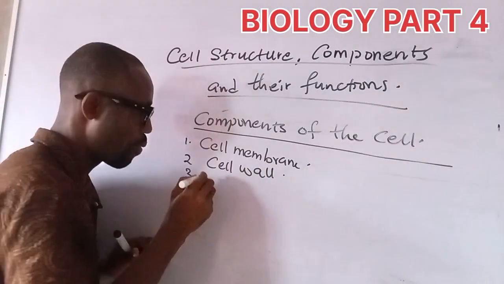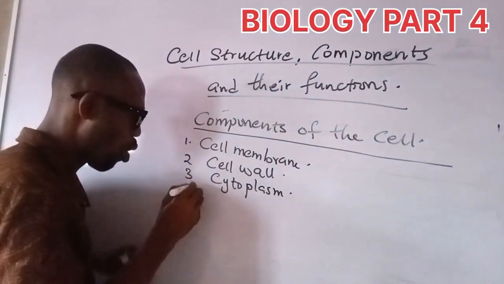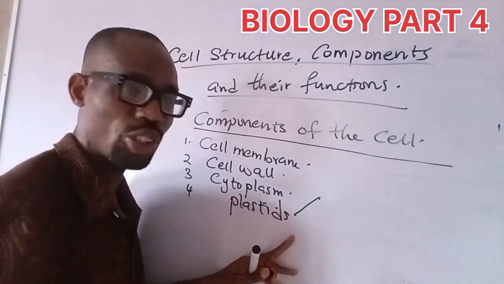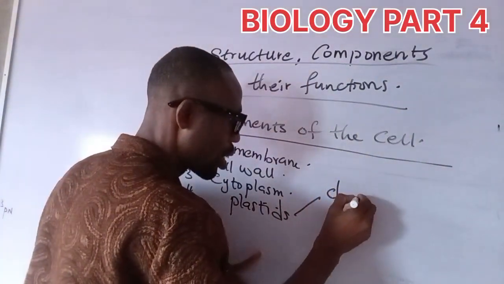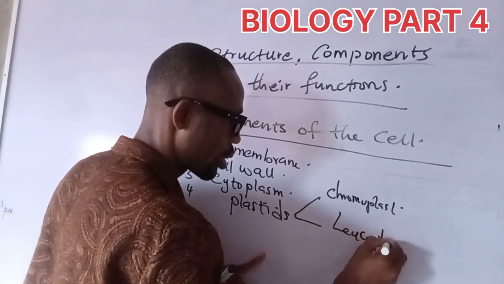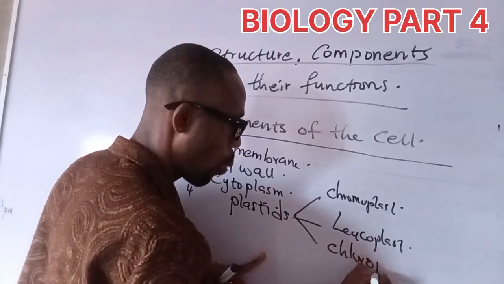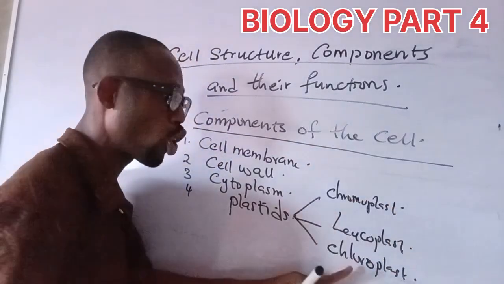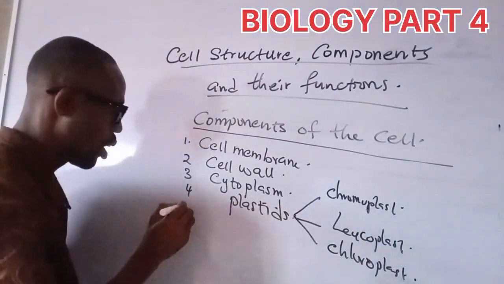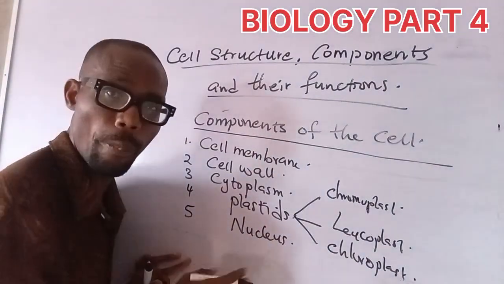Number three, we can find cytoplasm. Number four, we have the plastids. I'd like you to know the plastid is divided into three. We have what we call the chromoplast, the leucoplast, and the chloroplast. So don't mistake chromo for chloro. Chromoplast, leucoplast, and chloroplast. Number five, we have what we call the nucleus. These are components of the cell.